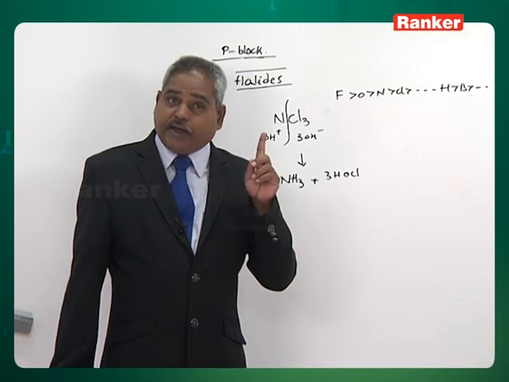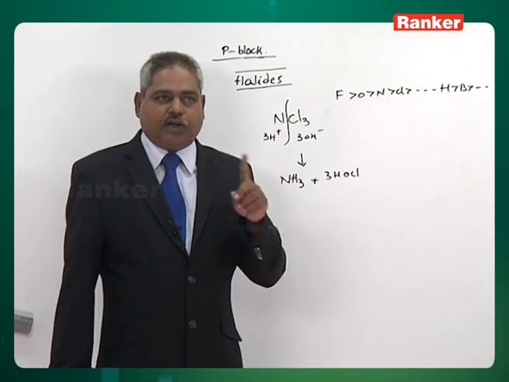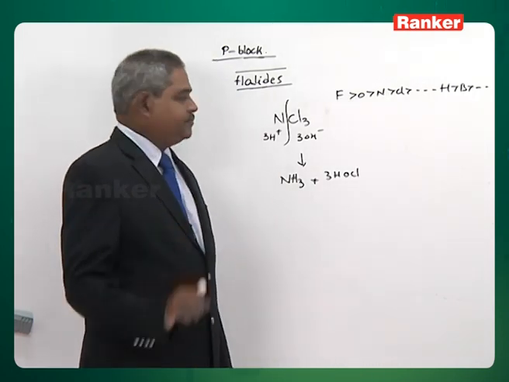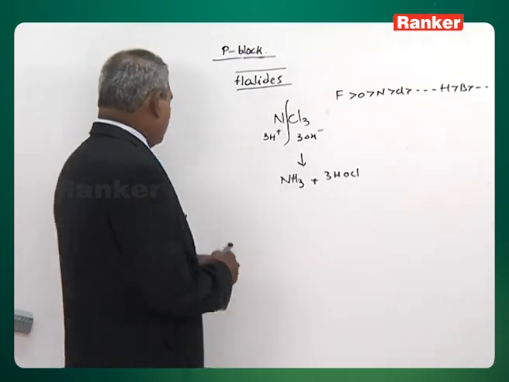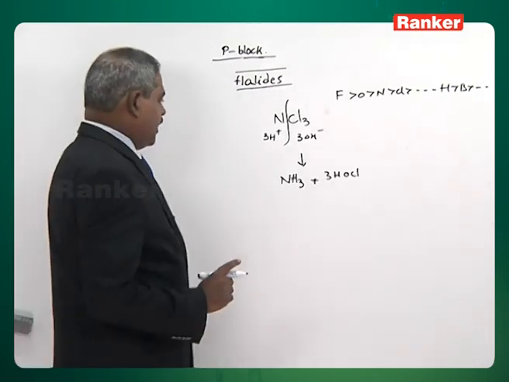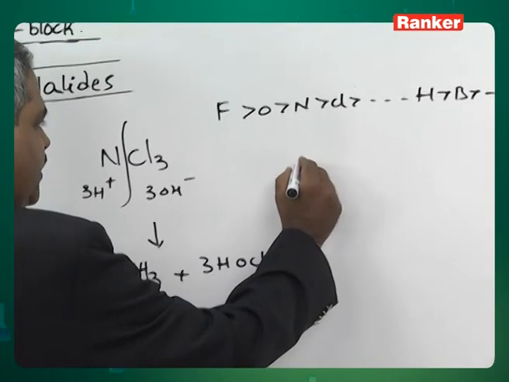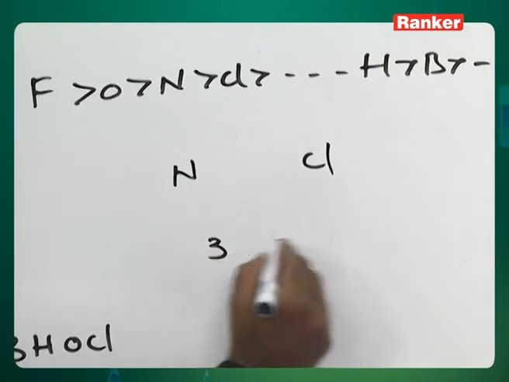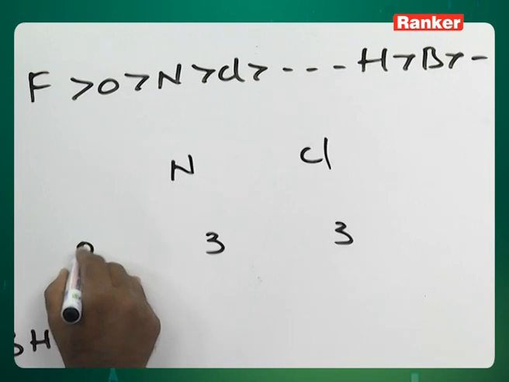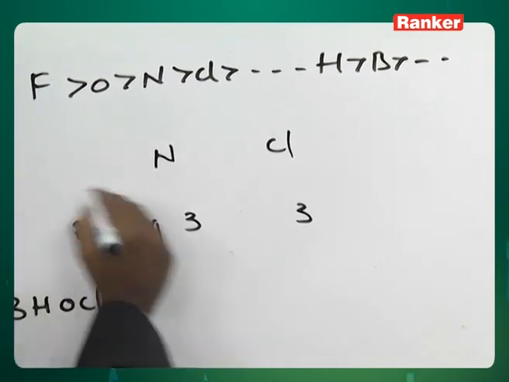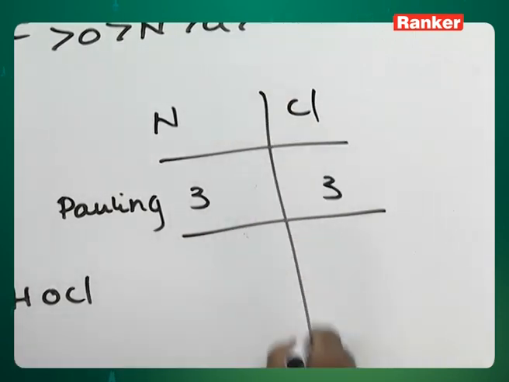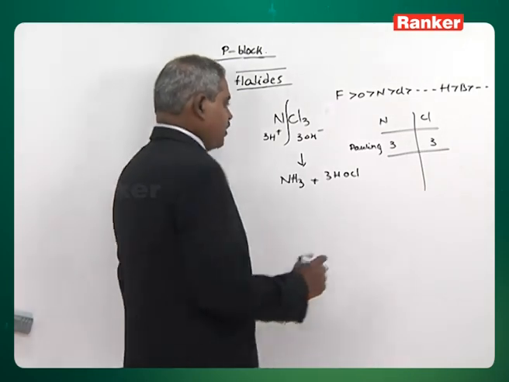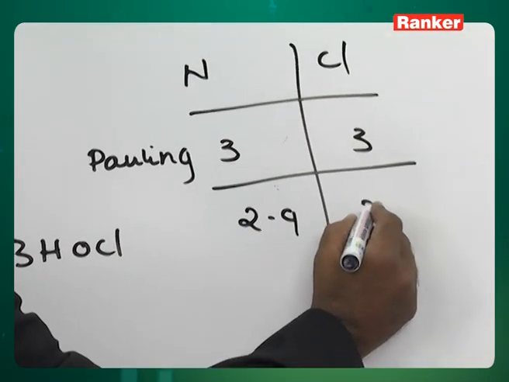We have seen magnesium nitride and aluminum nitride on hydrolysis giving ammonia, and NCl3 also giving ammonia. You have already seen that. Now, according to the Pauling electronegativity scale, Pauling has given nitrogen and chlorine the same electronegativity value, 3. And Allred Rochow went a step ahead, saying nitrogen is 2.9 and chlorine is 3.1.